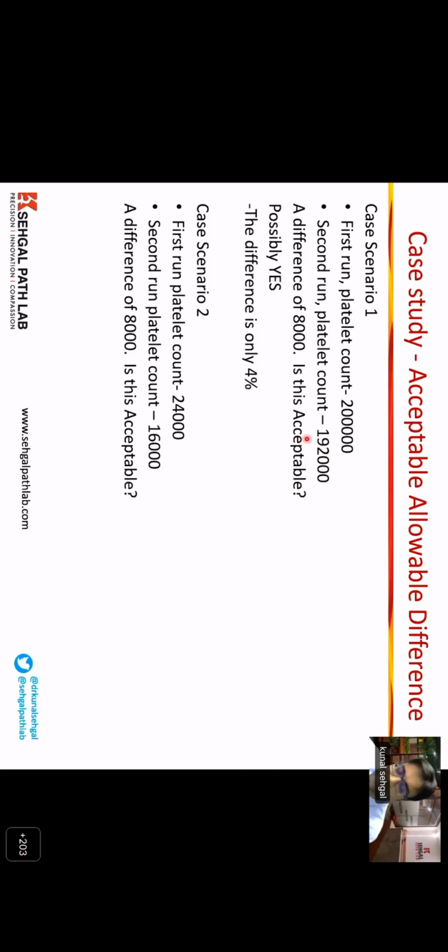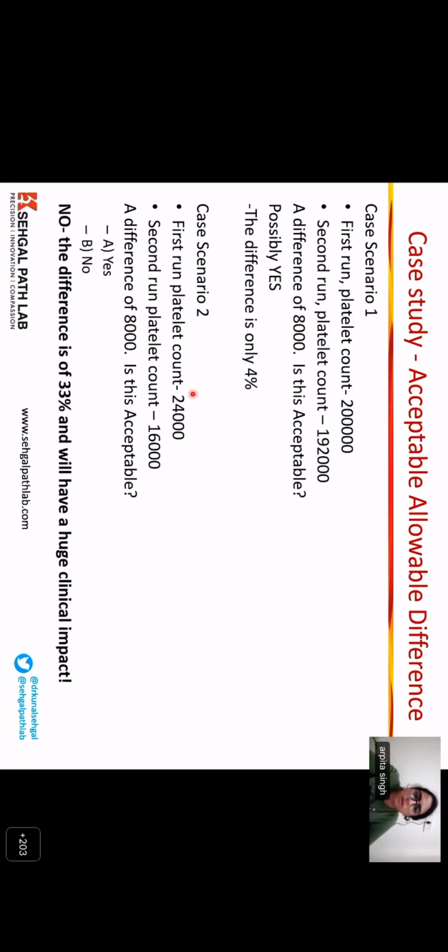Why is the machine showing variation? Generally, good machines at this level do not show that much variation, if it is the same sample being run twice. If it is morning, evening, 2 samples, as you said, diurnal variation is possible. Now, case scenario 2, first run 24,000, second run 16,000. Difference is only 8,000. So the absolute difference in both scenarios is the same, 8,000. But what is the percentage difference over here? Sir, in this condition, the percentage of difference is around 33%.